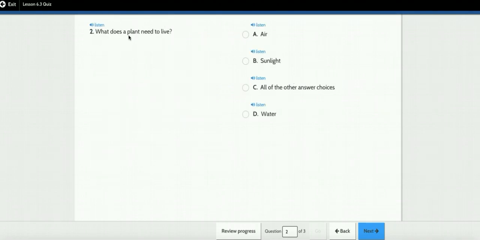What does a plant need to live? Air, sunlight, all of the other answer choices, water. Yes, a plant needs air, sunlight, and water.